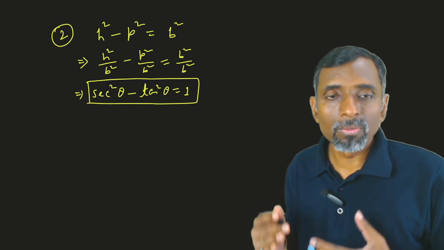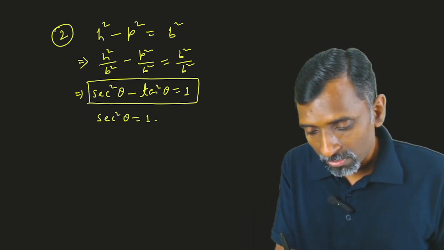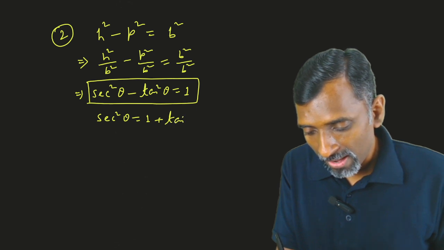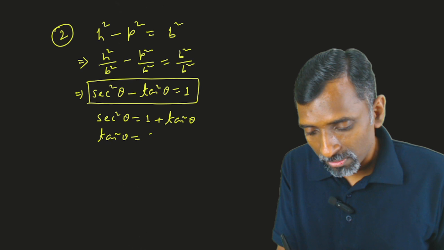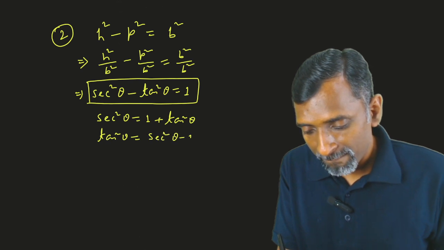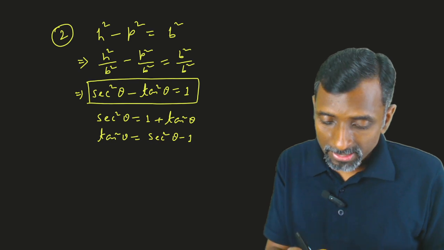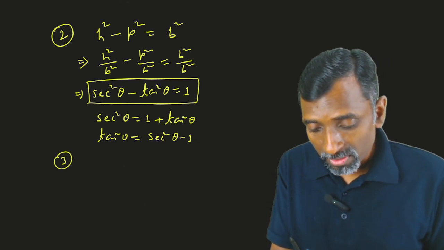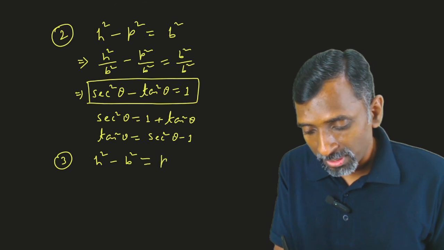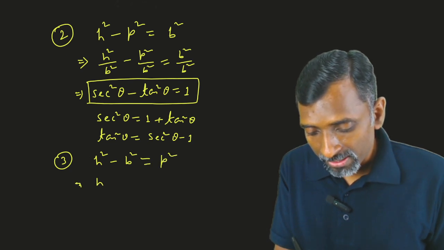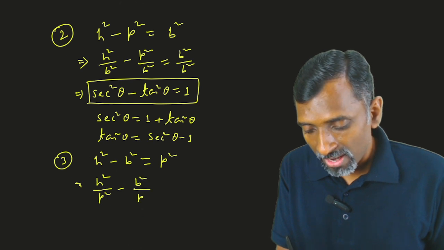This identity can also be expressed as sec square theta is equal to 1 plus tan square theta, and this can also be expressed as tan square theta is equal to sec square theta minus 1. This is another trigonometric identity, right? Now, this Pythagoras theorem can also be expressed as h square minus b square equal to p square. Again, if we are dividing both sides by p square, we will get another identity.